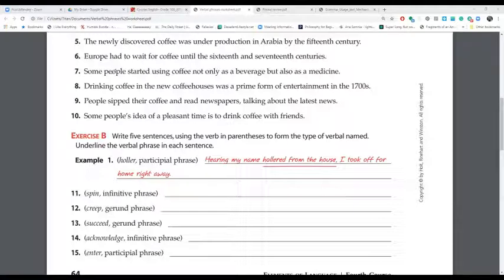Number 9, people sipped their coffee and read newspapers, talking about the latest news. Okay. So this one seems like there's 2 here, but there's really 1. People sip their coffee. So this is a verb, but this is the main verb of the sentence. It is taking the subject, telling what the subject did, and about how they did it. So the phrase that we're looking at here is talking about the latest news. So is this an infinitive or a gerund, excuse me, a participle or a gerund phrase?